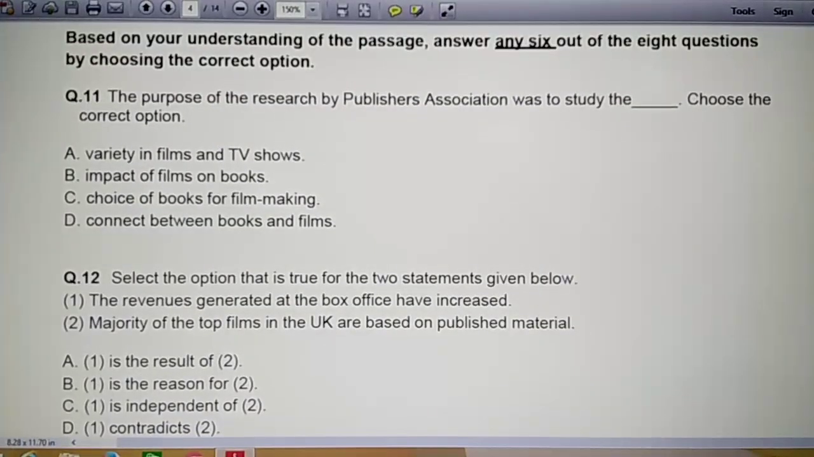Based on the understanding of the passage, answer any 6 of the 8 questions by choosing the correct option. So here, the purpose of the research by the Publishers Association was to study the dash. Choose the correct option. So question number 11, the right option will be D, connection between books and films.